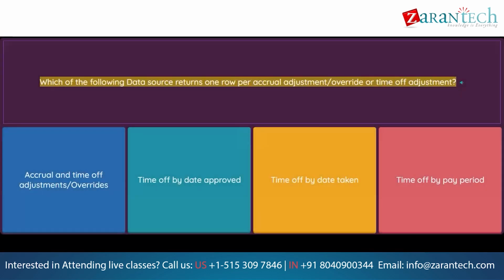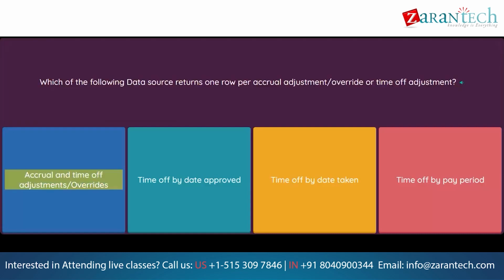Question: which of the following data source returns one row per accrual adjustment/override or time off adjustment? Option 1 accrual and time off adjustments/overrides. Option 2 time off by date approved. Option 3 time off by date taken. Option 4 time off by pay period.